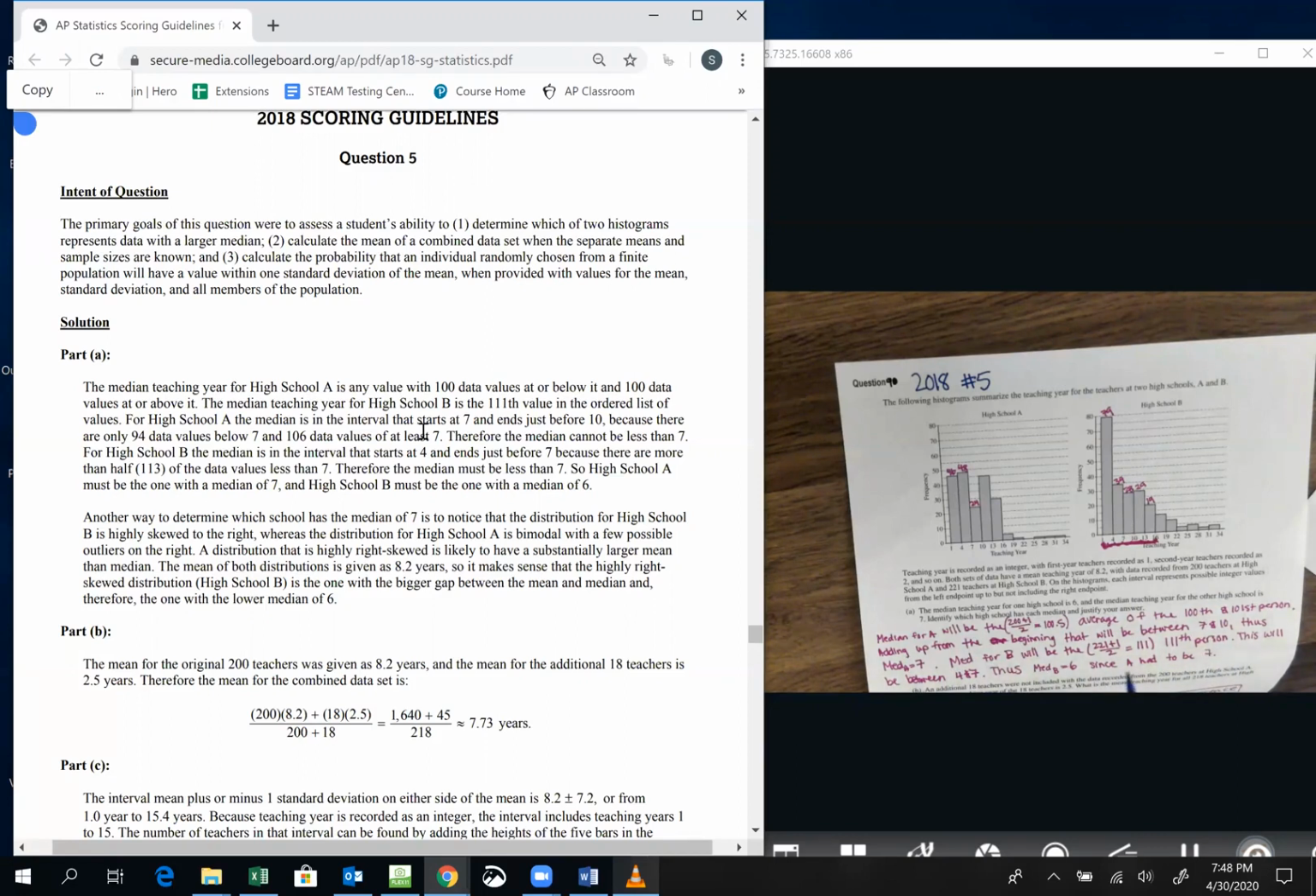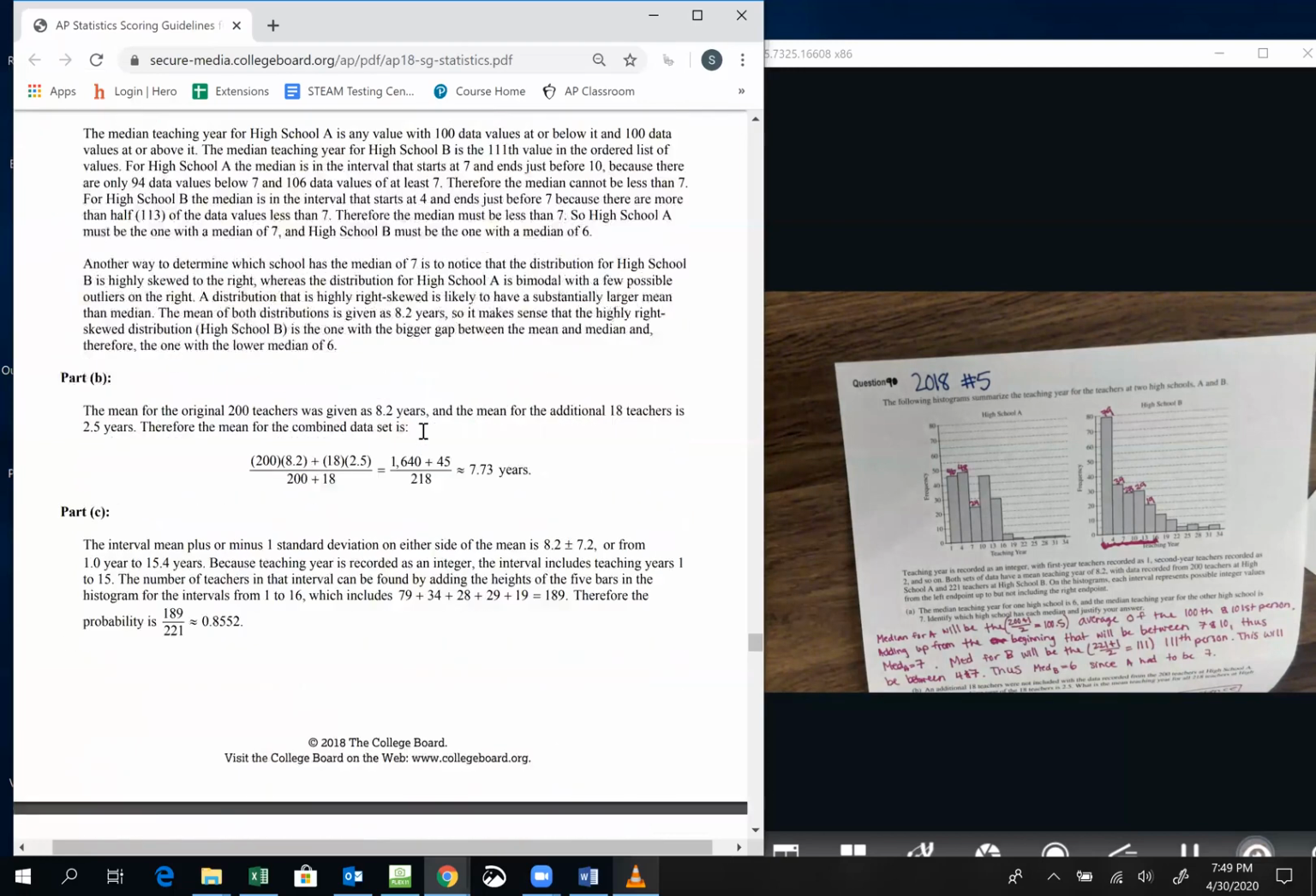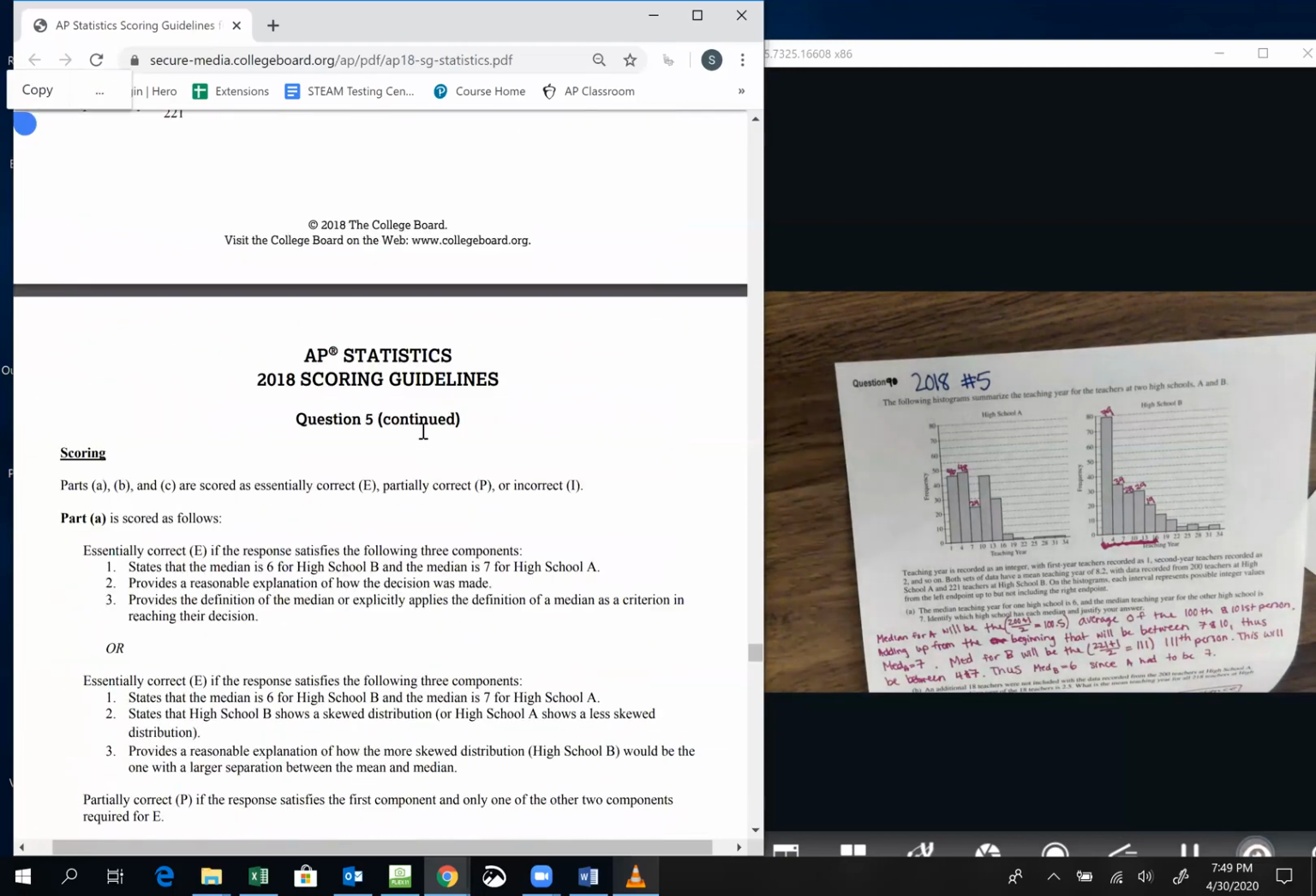Median for B will be the 111th person. This will be between 4 and 7. Thus, median B equals 6 since A had to be 7. So they wrote a lot of words that you can read. Let's see what the scoring guideline says.